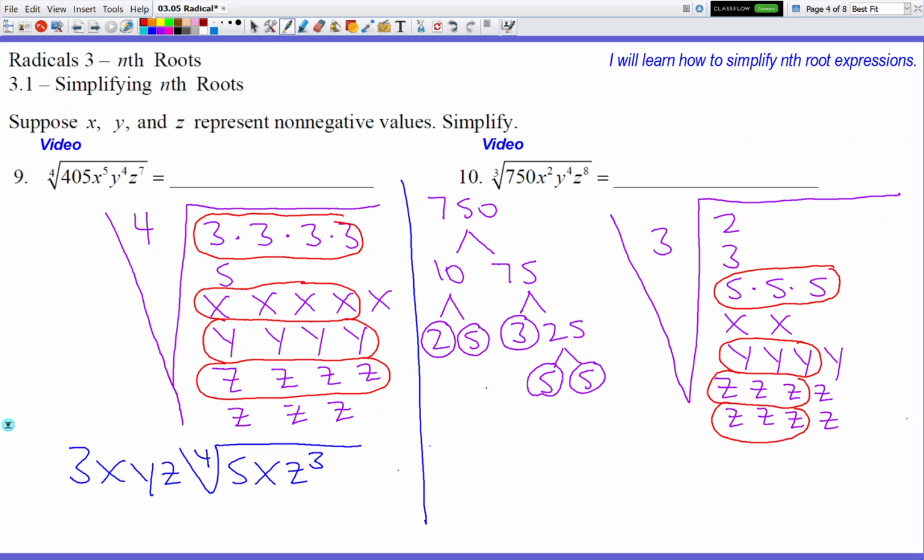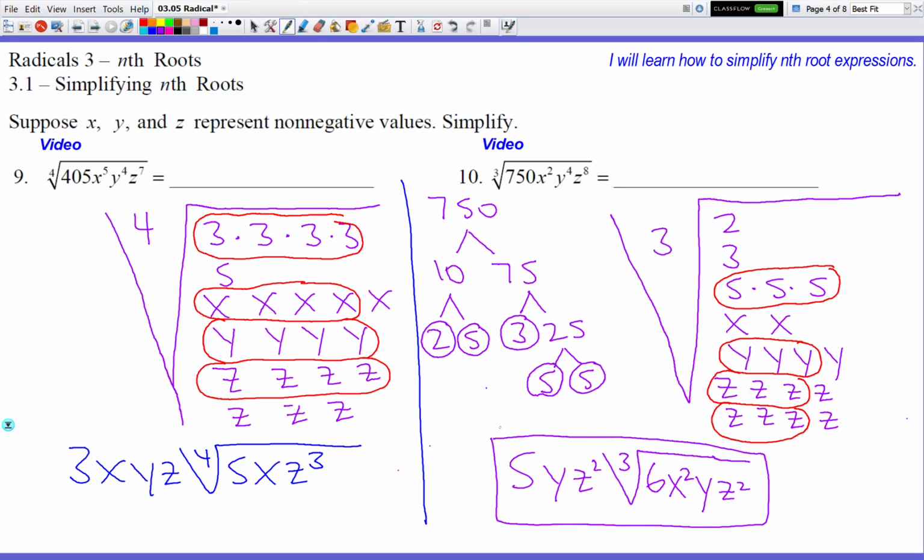So let's go back to purple. And let's see, what do I put on the outside? I put a 5, I put a Y, I put a Z squared. And this is a third root radical of what's left? 2 and 3, that makes 6. X and X, that's X squared. I got a single Y, and I got 2 Z's. Okay, so there's my answer.